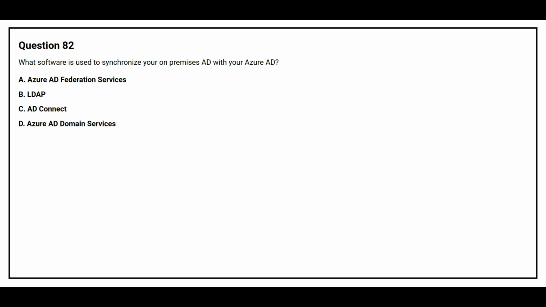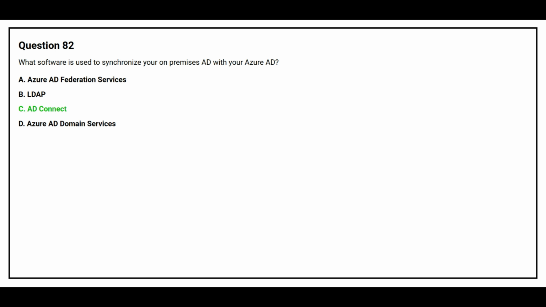Question number 82. What software is used to synchronize your on-premises AD with your Azure AD? Option A, Azure AD Federation Services. Option B, LDAP. Option C, AD Connect. Option D, Azure AD Domain Services.